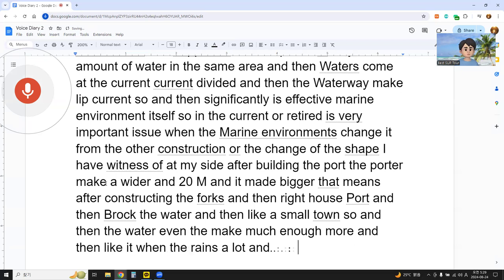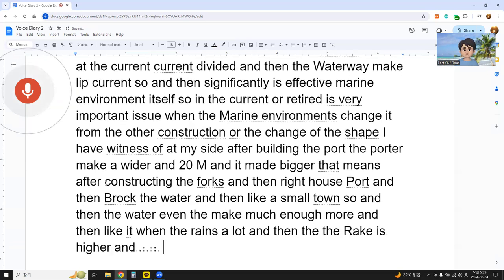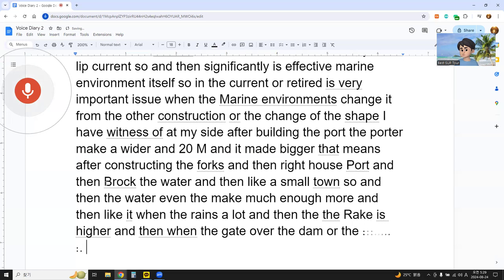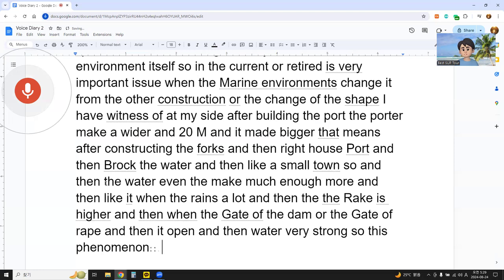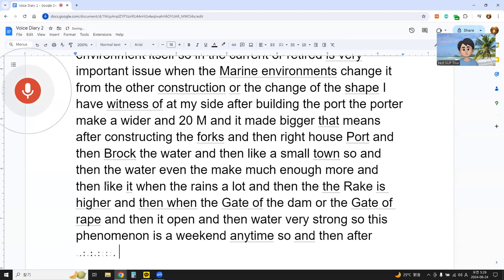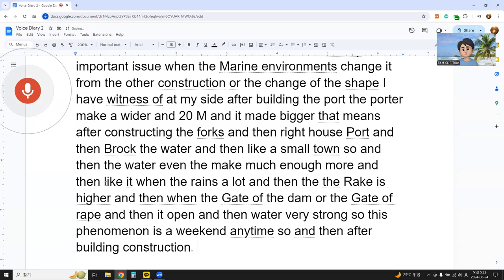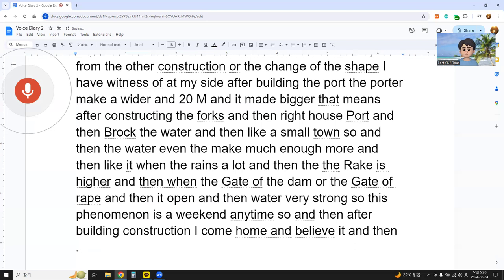So the water becomes much more, like when there is a lot of rain and the lake is higher, and then when the gate of the dam or the gate of a lake is opened, the water is very strong. So this phenomenon we can expect anytime. After building construction, I firmly believe it makes the water so much faster and the current stronger.